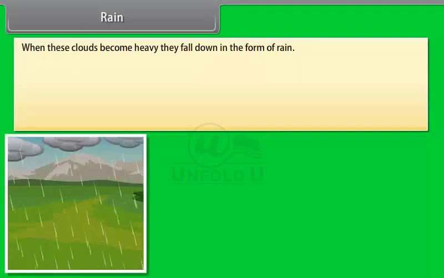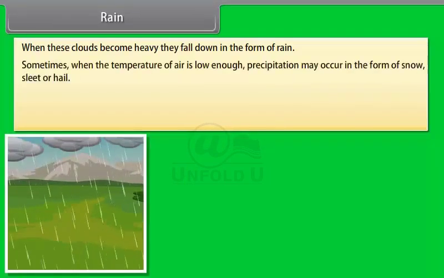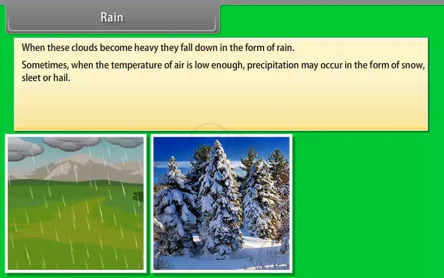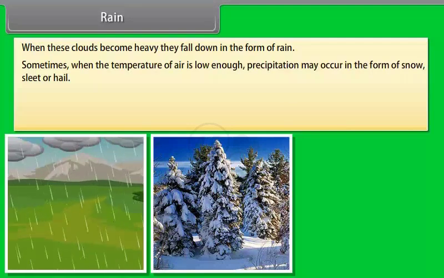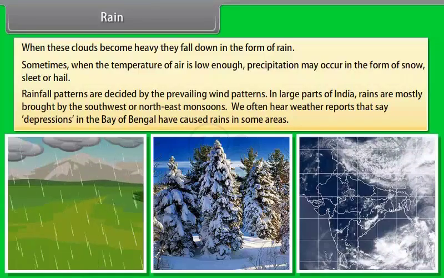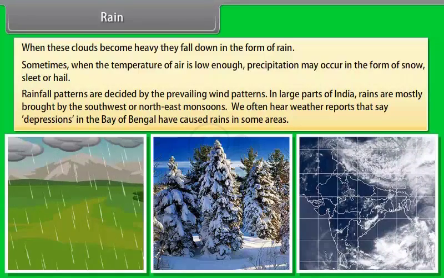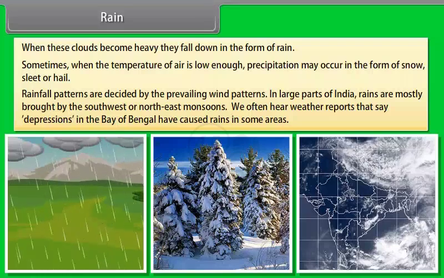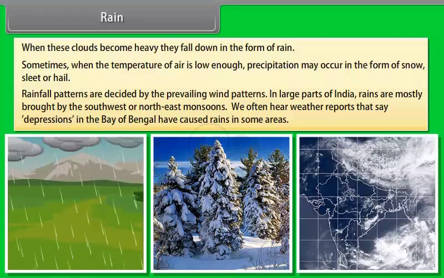When these clouds become heavy, they fall down in the form of rain. Sometimes when the temperature of air is low enough, precipitation may occur in the form of snow, sleet or hail. Rainfall patterns are decided by the prevailing wind patterns. In large parts of India, rains are mostly brought by the southwest or northeast monsoons. We often hear weather reports that say depressions in the Bay of Bengal have caused rains in some areas.